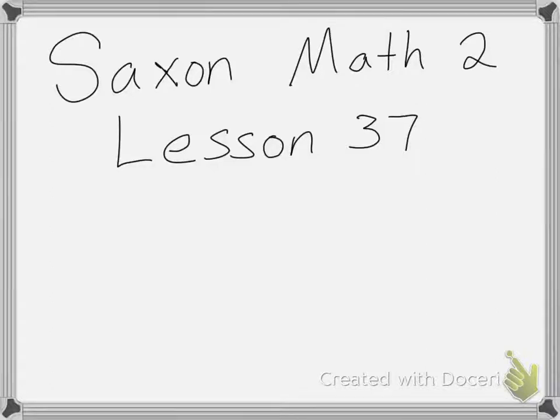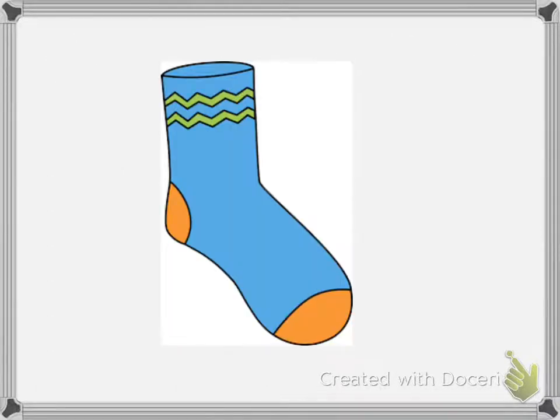Hello everyone. Today's lesson is lesson 37, identifying pairs and dividing a set of objects into groups of two. So there are lots of things that come in pairs: socks, shoes, mittens, earrings.